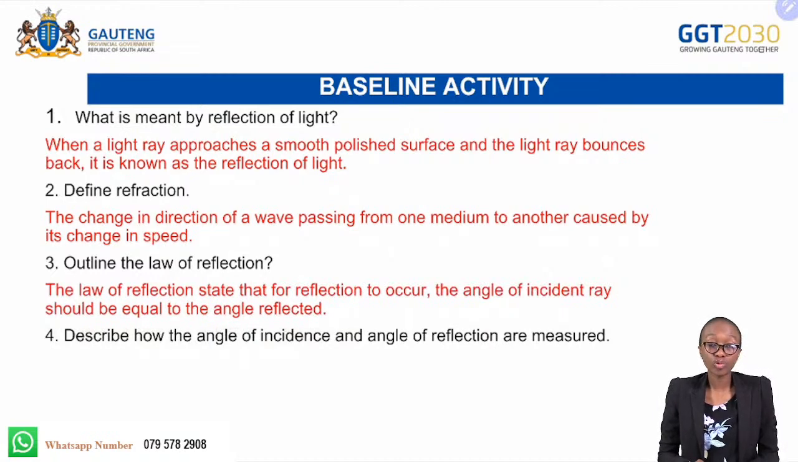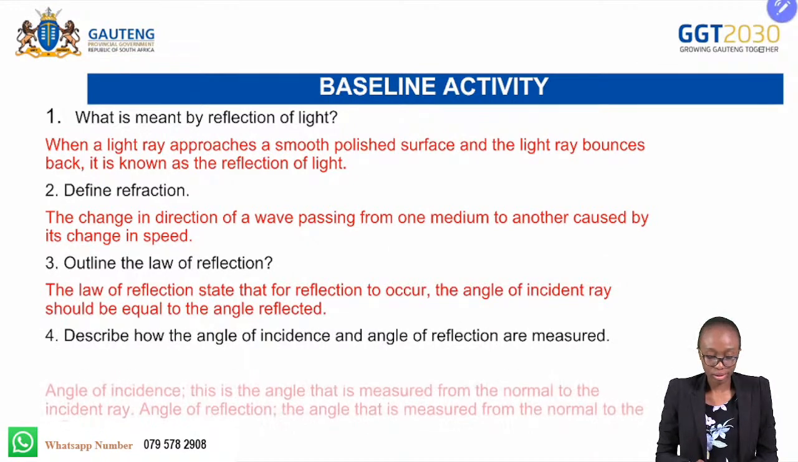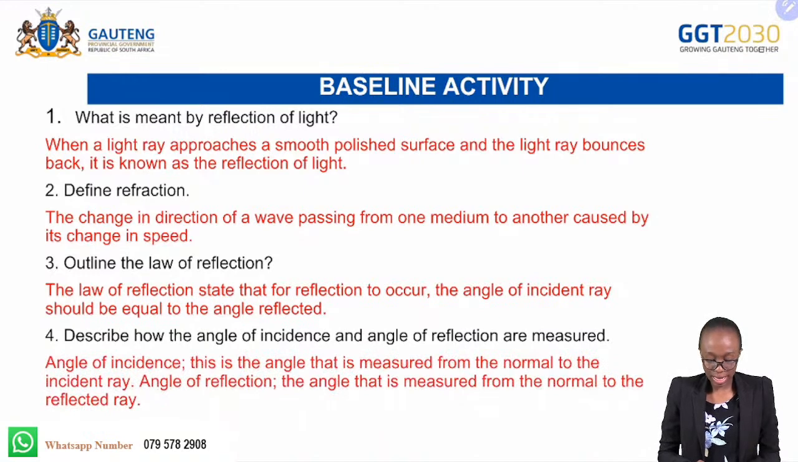And then the fourth question is describe how the angle of incidence and the angle of reflection are measured. How do we measure those two angles? The angle of incidence is the angle that is measured from the normal to the incident ray, and the angle of reflection is the angle that is measured from the normal to the reflected ray. So that's how we measure those two angles. Okay, I'm going to give you a minute to copy down the corrections.